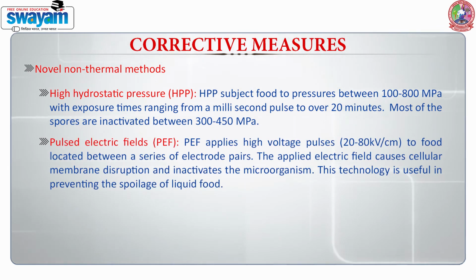Pulsed electric field, abbreviated as PEF, is also utilized to reduce the microbial load. PEF applies high voltage pulses which range from 20 to 80 kilovolt per centimeter to the food which is located between a series of electrode pairs. The applied electric field causes the cellular membrane disruption and thereby it inactivates the microorganism. This technology is useful in preventing the spoilage of liquid food.